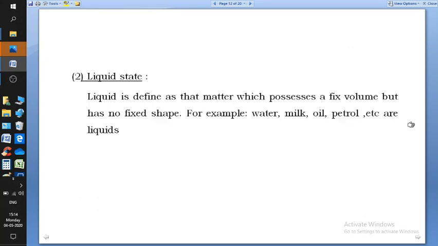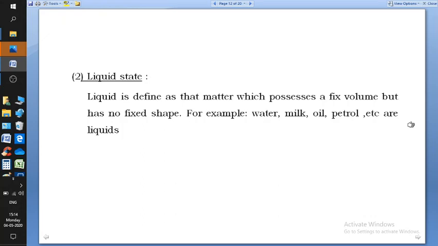Next we have the liquid state, the second state of matter. So what is liquid? Liquid is defined as that matter which possesses a fixed volume but has no fixed shape. For example, water, milk, oil, petrol, etc. They are all liquids and they have a fixed volume. They occupy space, but they don't have a shape of their own. They always take the shape of the container in which they are kept.